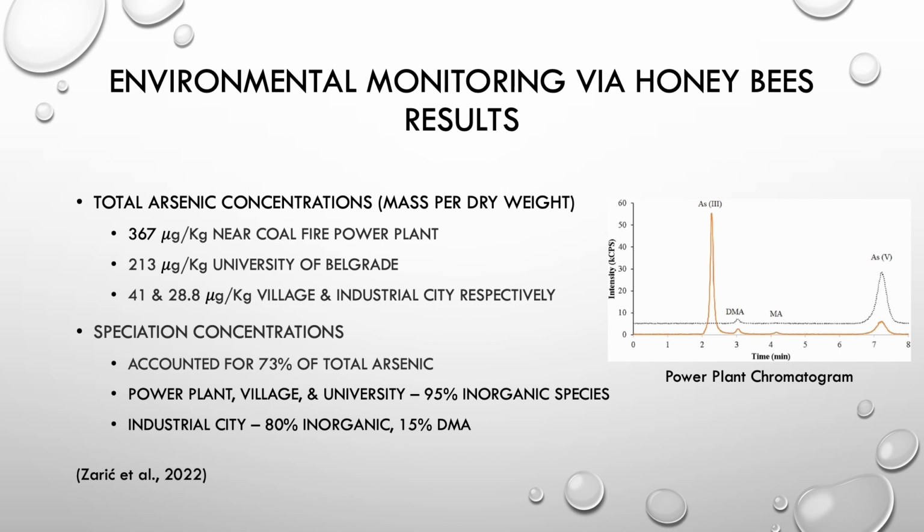The industrial city, however, varied a little bit. It was 80% inorganic and 15% DMA, which is an organic form.